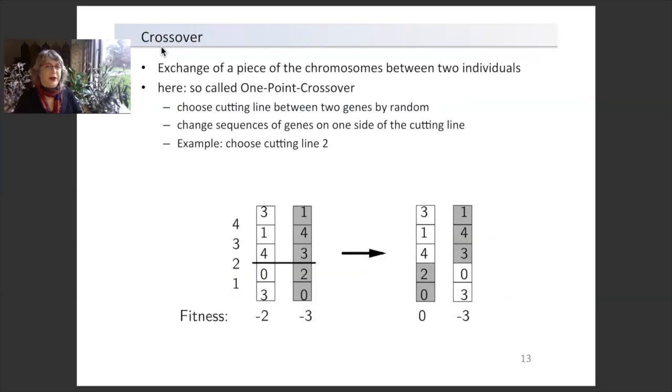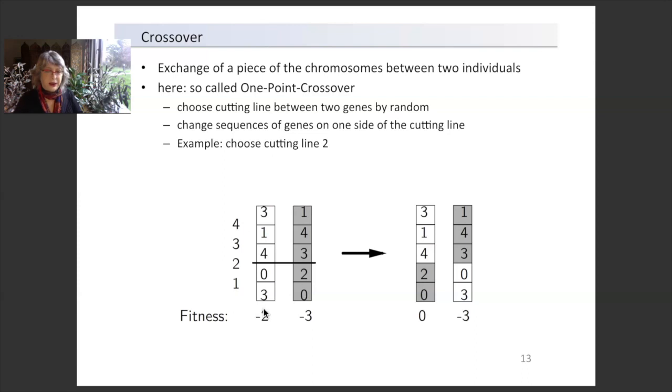Two important operations that change the content of chromosomes are crossover and mutation. Crossover is the exchange of a piece of the chromosomes between two individuals. Here, we are going to consider a crossover called one-point crossover. For this purpose, choose a cutting line between two genes at random and then exchange the sequences of genes on one side of the cutting line. An example is shown where the cutting line is chosen as 2.